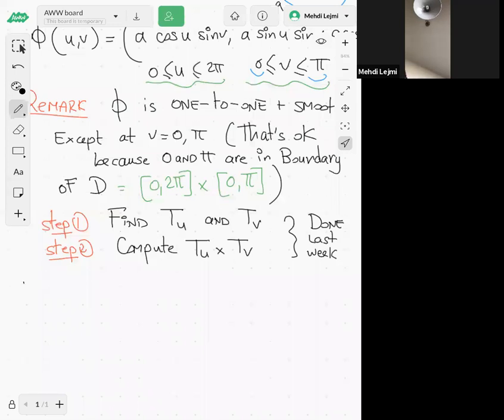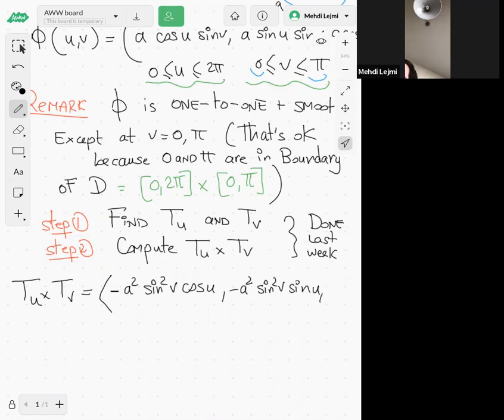If you compute T_U cross T_V, this should be equal to this vector: minus a square sine square of V cosine of U, minus a square sine square of V sine of U, and then minus a square sine of V cosine of U. This is exactly what we got last week, except now there's this minus a square, because my sphere is of radius a, not necessarily of radius 1.